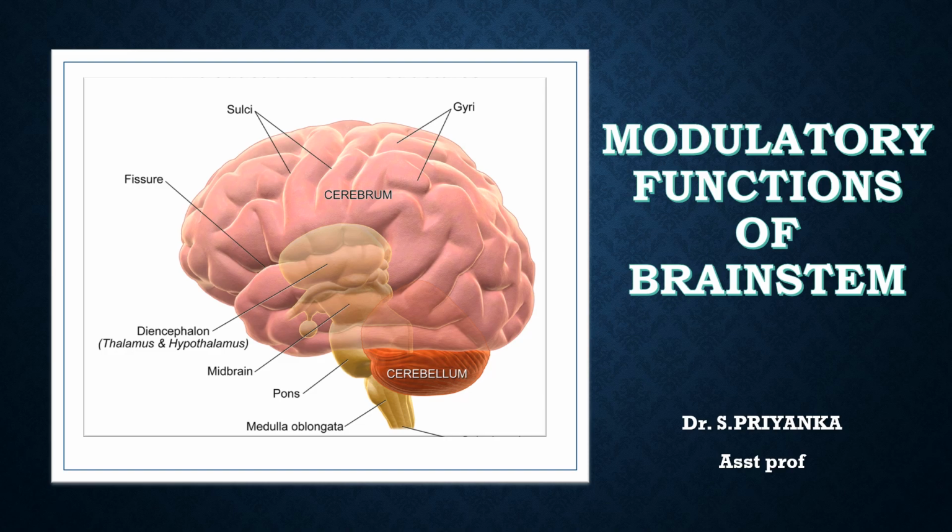Brainstem means three parts. In these three parts, this widely branching diffuse system of neurons is present. That is called reticular formation. So in today's class we will see how the reticular formation is, where it is, and what are the modulatory functions of the brainstem.